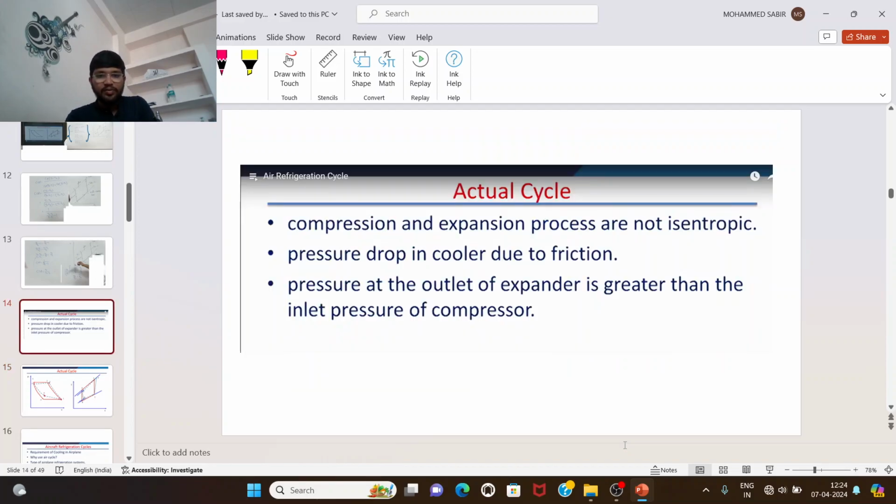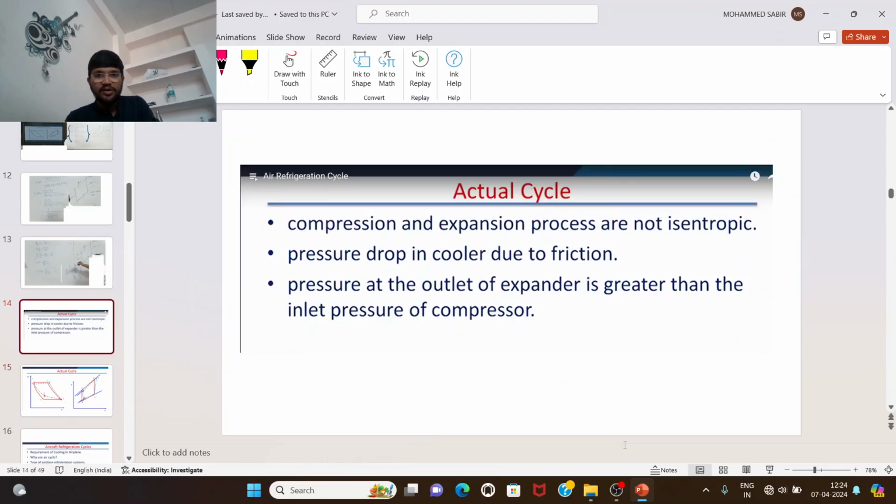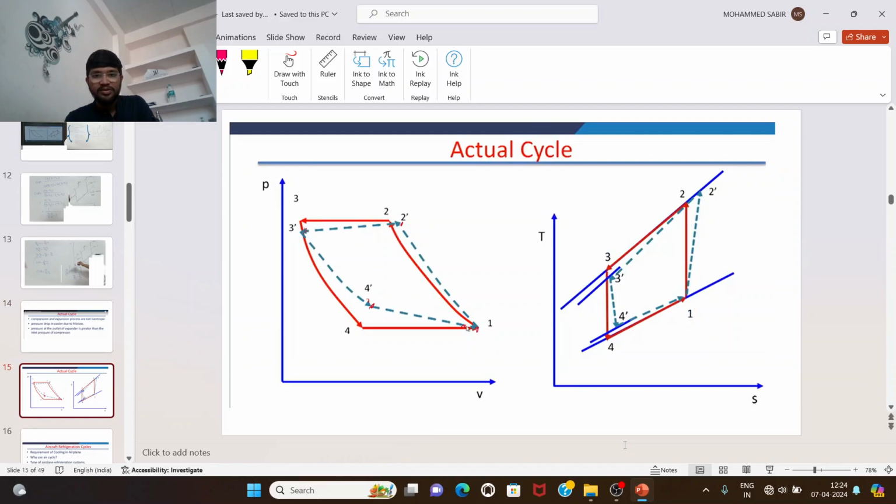That the pressure at the outlet of the expander is greater than the inlet pressure of the compressor. Some pressure loss will be there because of that.